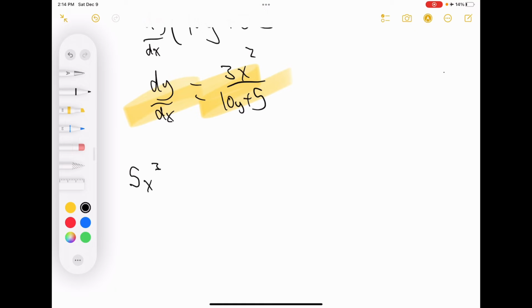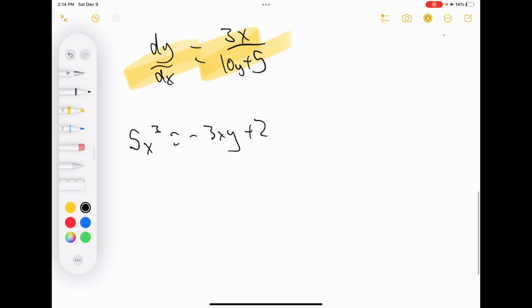5x cubed equals negative 3xy plus 2. Well, we have x and y. What do we do there? Well, we have to use the product rule. So, first let's take the derivative of the left side. So derivative of 5x cubed is simply 15x squared.